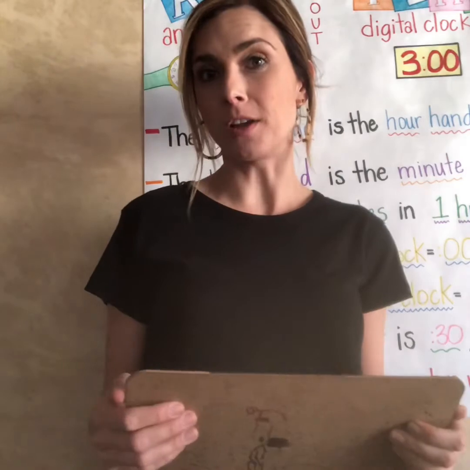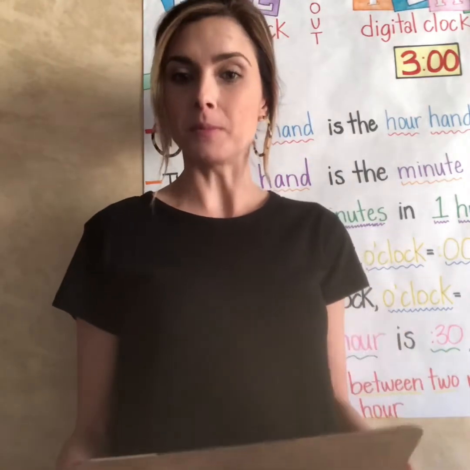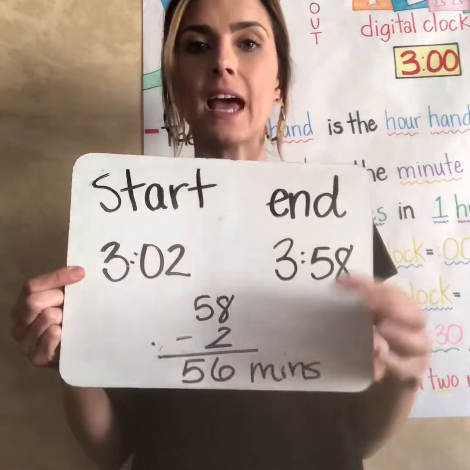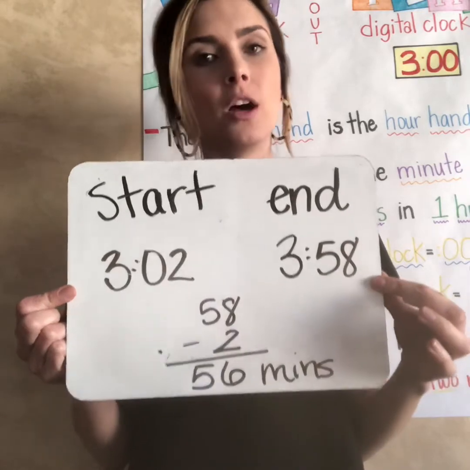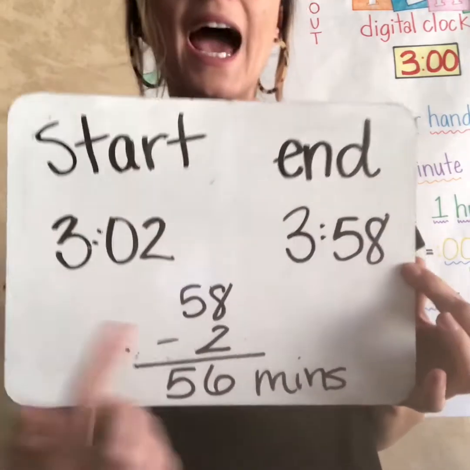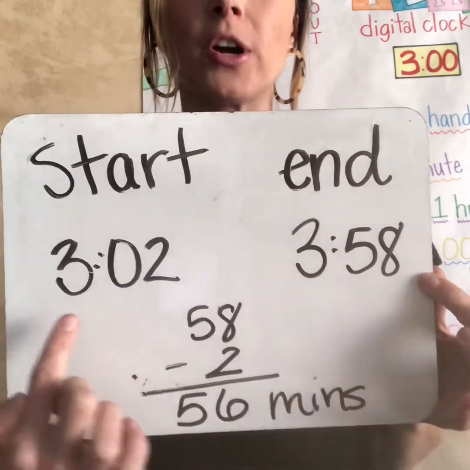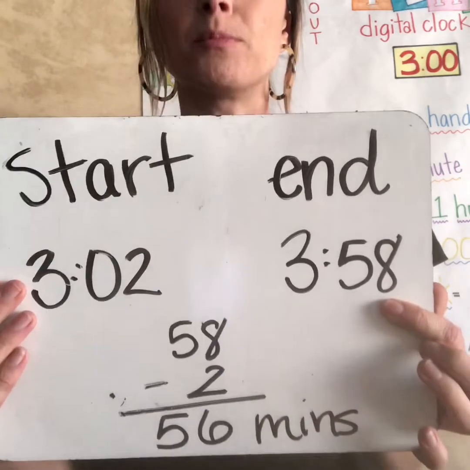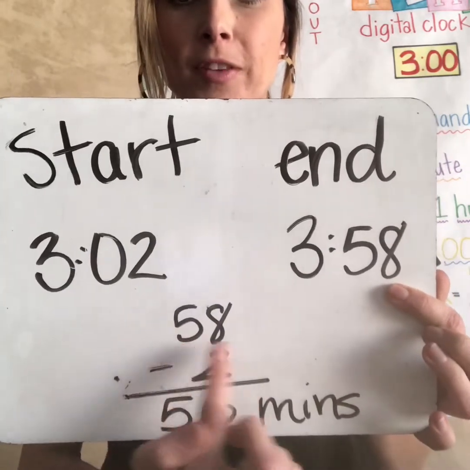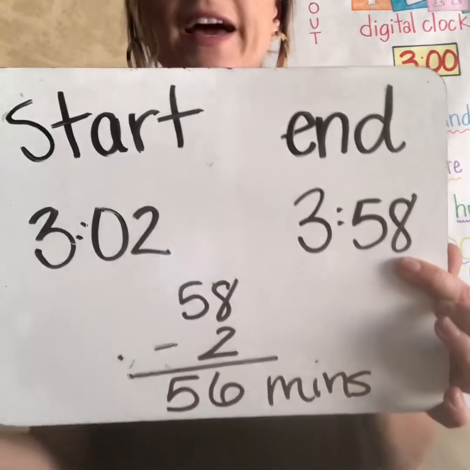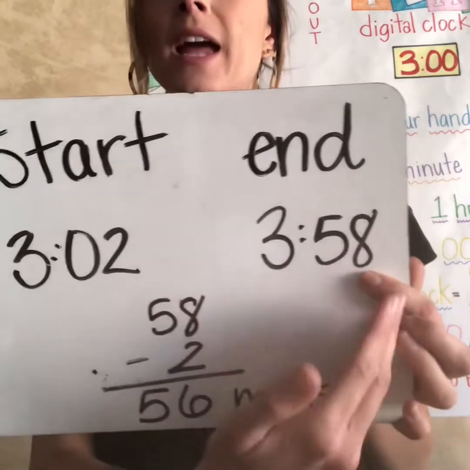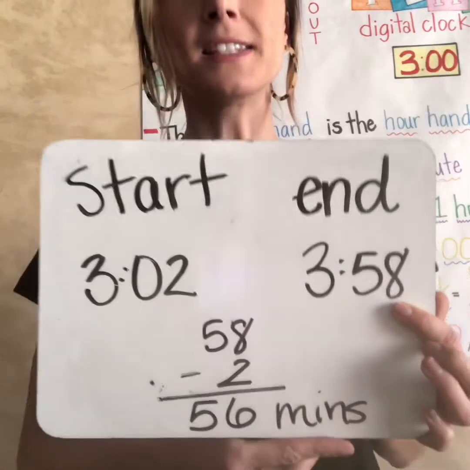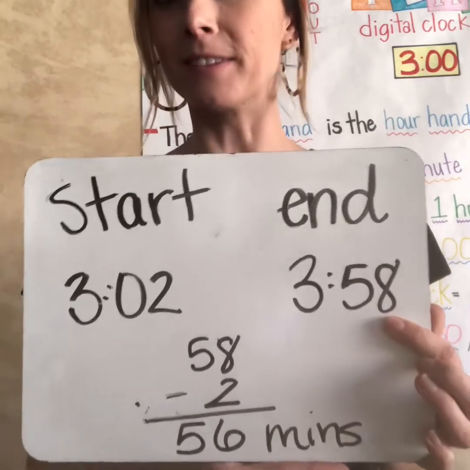Here is another example to solve a similar problem. This word problem says the assembly started at 3:02. It ended at 3:58. How long was the assembly? Because the hours are the same in both the start and the end time, I can ignore those for a second and just look at the minutes. I can subtract the smaller number, 2, from the bigger number, 58, to find out how many minutes passed between 3:02 and 3:58. 58 minus 2 is 56. The assembly was 56 minutes long.